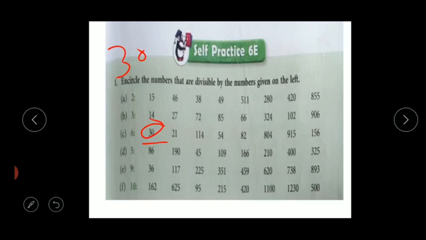21 is not divided by 2. Only it is divided by 3. So 21 is not the answer. Next, 414 is divided by 2. Just check it out. 2 5s are 10, 2 7s are 14. So yes, it is divided by 2.